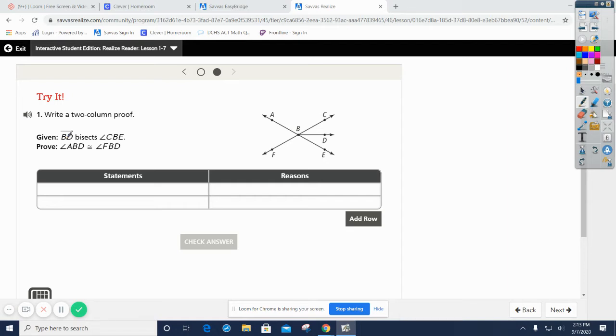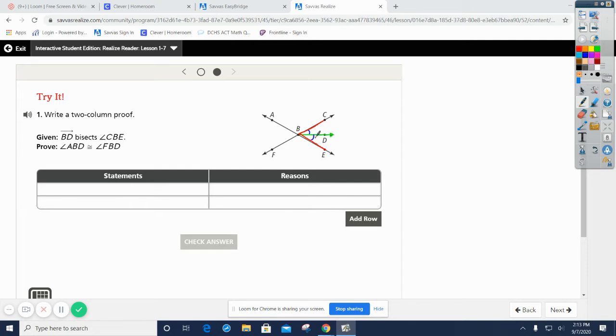The given here is that BD bisects angle CBE. So here's BD over here, and it bisects this angle CBE. Now, you have to know what bisect means. The word bisect means cuts it in half. So we know, because of that, that this angle is going to be equal to that one. Somewhere down here in this proof, we're going to write that this angle is equal to that angle, because that's what it's telling us.